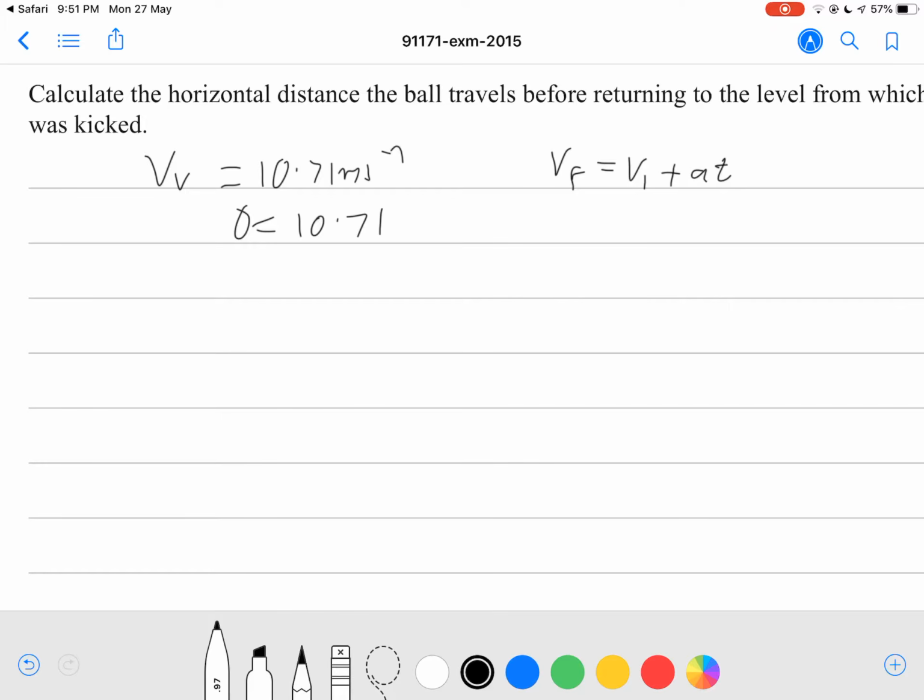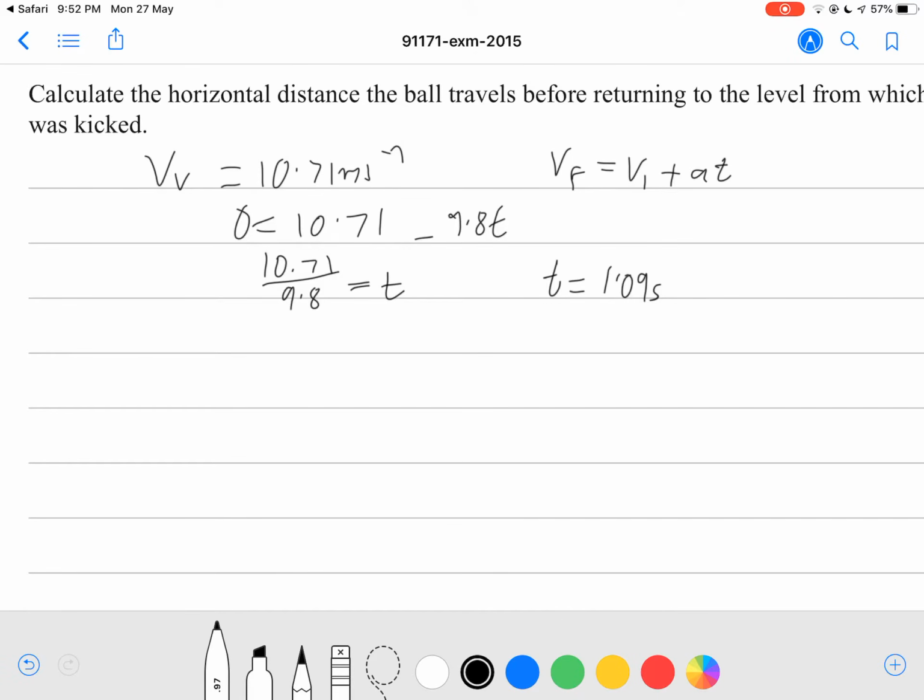So it's negative 9.8 meters per second. So the vertical velocity is being reduced by the gravity, okay. Let's say minus 9.8t, okay? So if you rearrange to find t, you'll find that 10.71 divided by 9.8 equals t, okay? So therefore, t equals, plug that into your calculator, equals 1.09 seconds, okay?